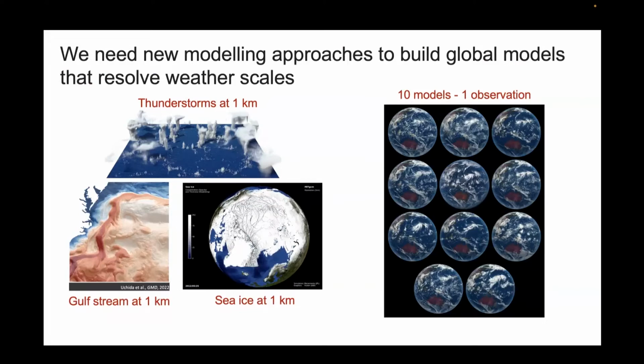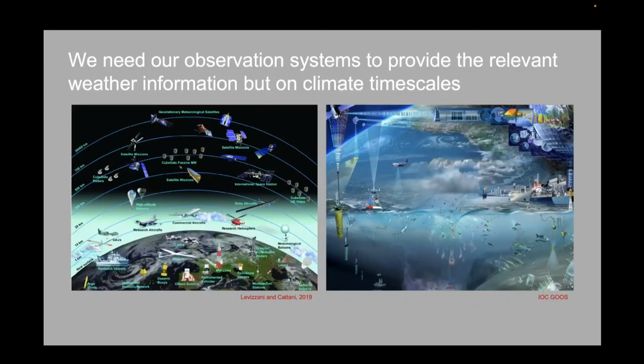So for example, on the lower left is the Gulf Stream visualized at 1 kilometer. So you can see all the eddies and swirls and different levels of the thermocline and different temperatures. You can actually do sea ice modeling where you're actually getting leads in the sea ice modeling. And you can start to represent fields of thunderstorms with multiple updrafts and the actual organization of convection and convective clouds at these scales.